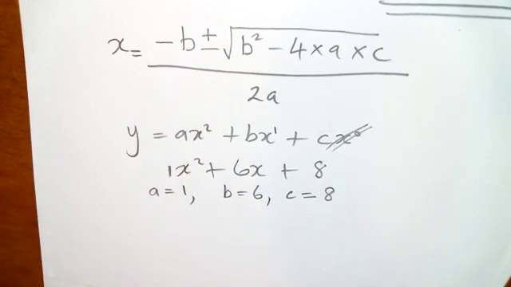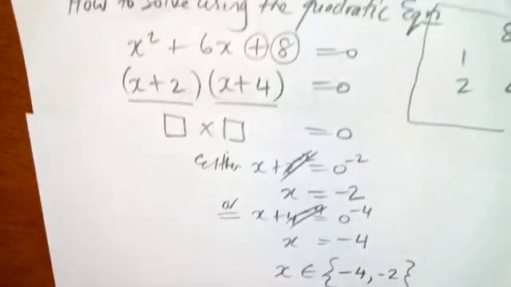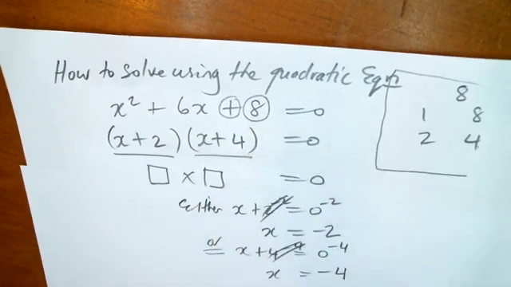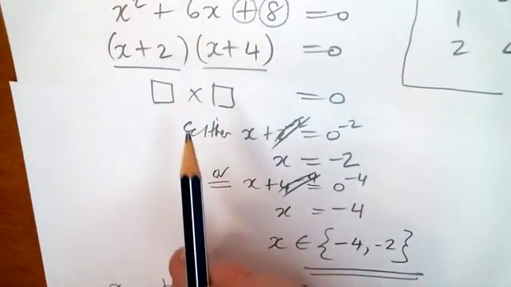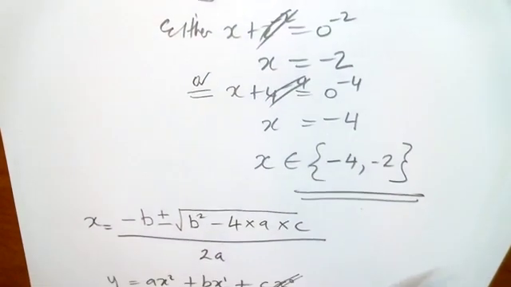In our last video, we decided we had the values of a as 1, b as 6, and c as 8 for the equation x squared plus 6x plus 8. And now we're going to find what those values are. Now, we've already solved it. We know that x is 2 and x is 4. And we're going to solve it using the quadratic equation.